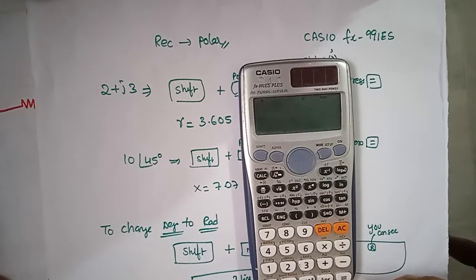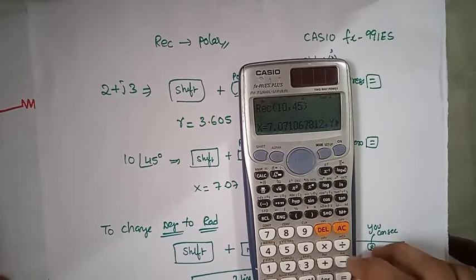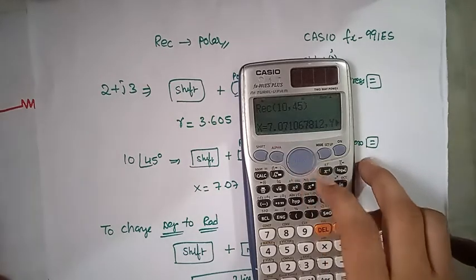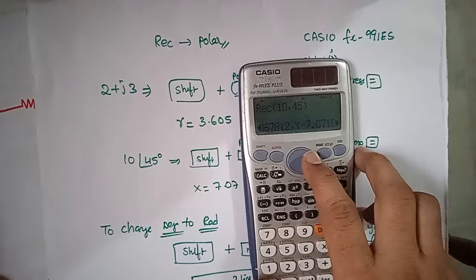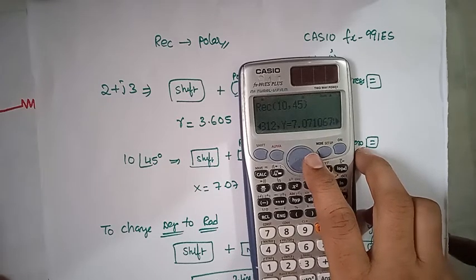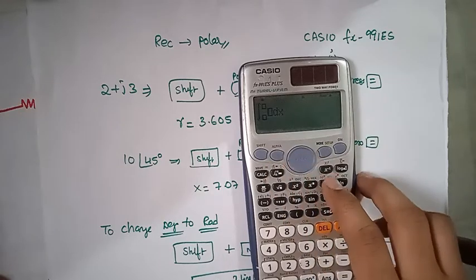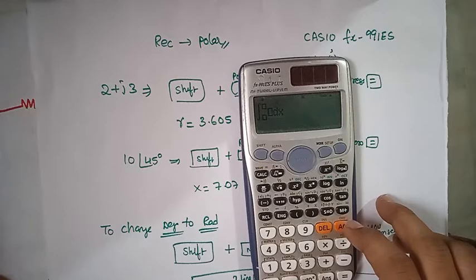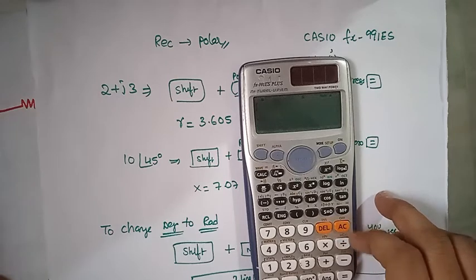Now if you press equals, you can see it will give x and y values. What is the x value? 7.07 and the y value is 7.07. So the rectangular form of 10 at an angle of 45 is 7.07 plus j7.07. In this way you can convert rectangular to polar and polar to rectangular.